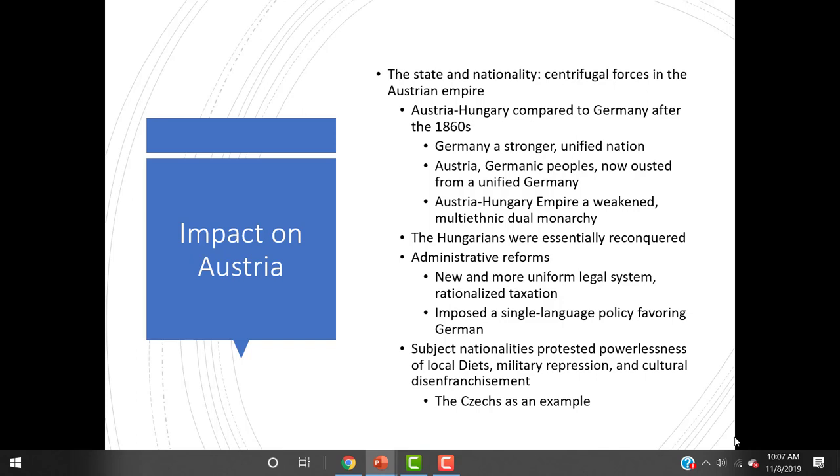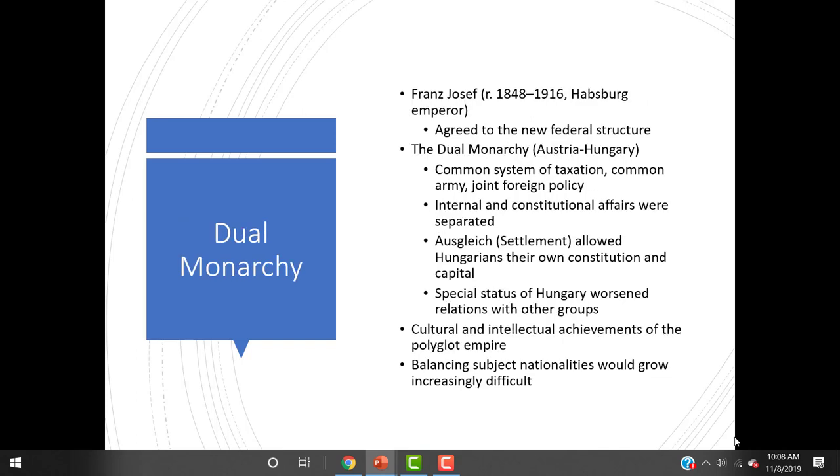a multi-ethnic dual monarchy. The Hungarians were essentially reconquered, and the administrative reforms consisted of a new and more uniform tax system and a rationalized taxation, I guess you'd call it. They opposed a single language policy favoring the German. So the subject nationalities protested the powerlessness of the local diets, the military repression, and cultural disenfranchisement. The Czechs are an example.